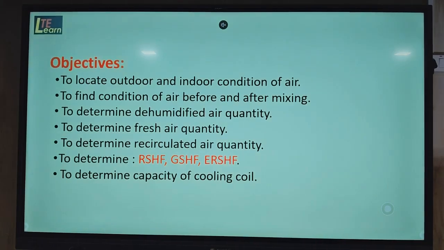Objectives of this video session are: we will see the procedure for location of outdoor and indoor condition of air. After that, before and after mixing chamber, the condition of air will be obtained. How to determine dehumidified air quantity and its two parts, fresh air and recirculated air quantity, that we will see. After that, we will see the procedure to find the room sensible heat factor, grand sensible heat factor, and effective room sensible heat factor. And finally, we will see how to determine capacity of cooling coil.